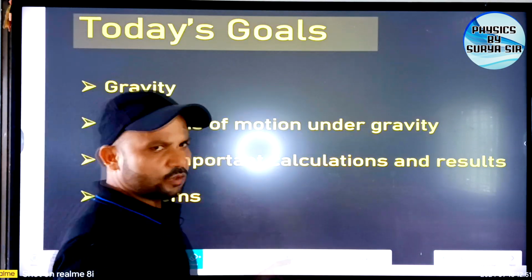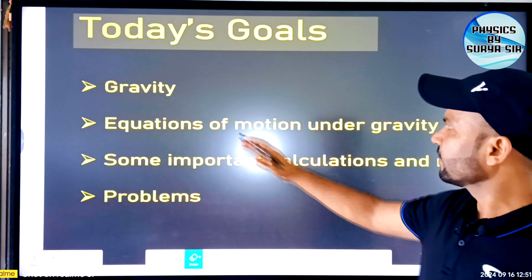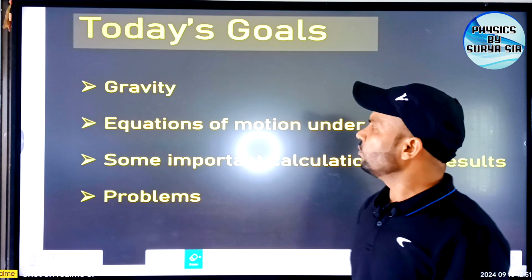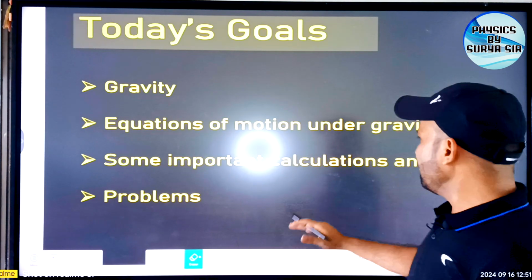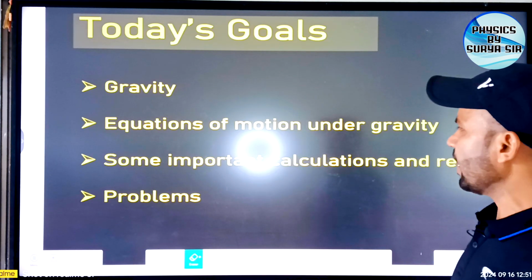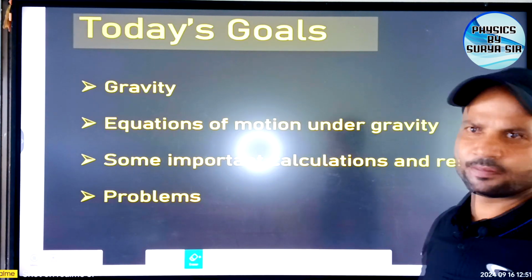So today, what is the goal? Our goal is, first we will learn what is gravity, equations of motion under gravity, some important calculations and results, and the problems. Okay?